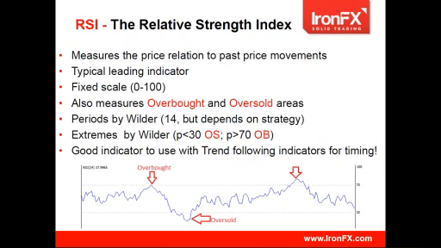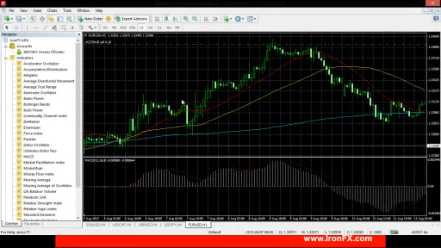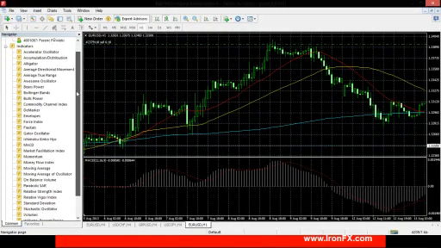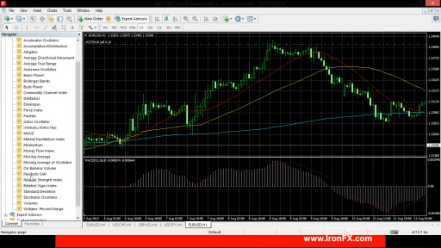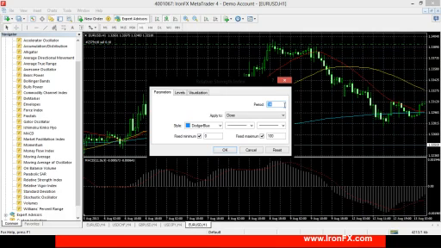All right, I'm going to show you this one. So the RSI is also found amongst the indicators. This is the relative strength index, and we put it onto the chart. It has a default period of 14, and we just hit OK.